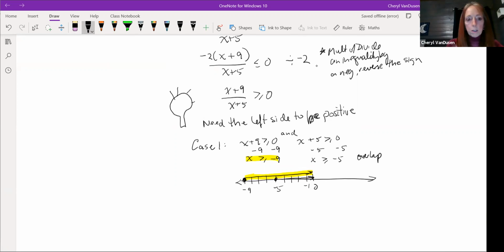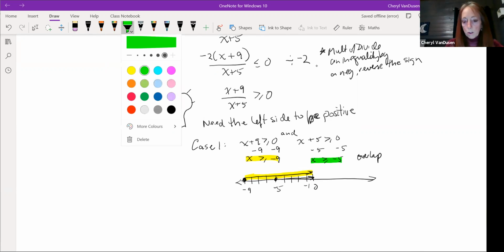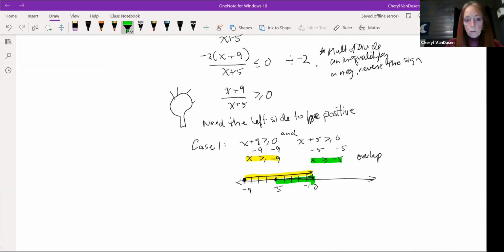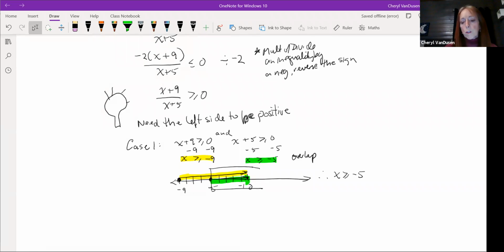Technology is so great. Like that. Then this guy is going to start here and go here. So we're looking for the overlap. This is the overlapped section, and it goes on forever that way. So we can see that, therefore, our answer here is going to be x is greater than or equal to -5.